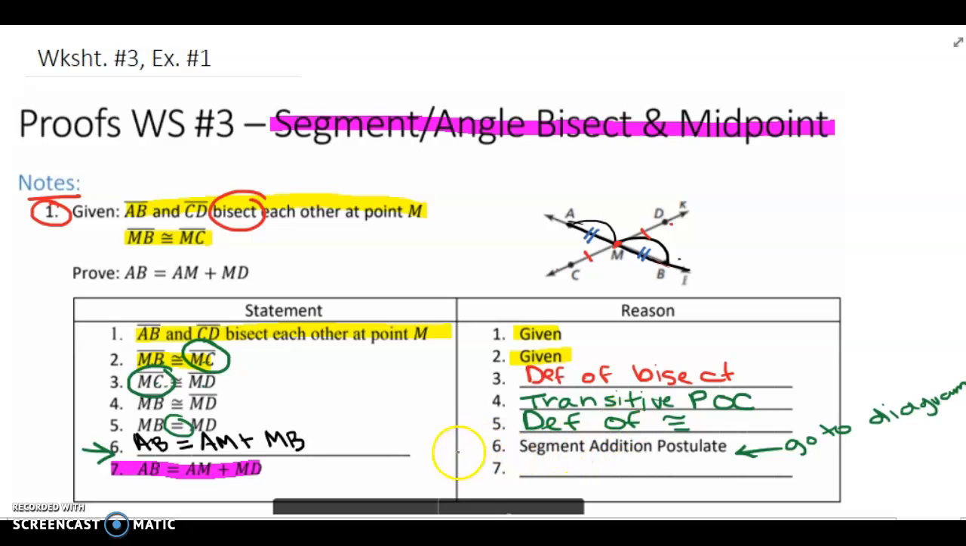Okay, now if I compare 6 and 7, notice that they're the exact same, except this is an MB and this is an MD. Well, how can I just put an MD in for MB? Guys, they're the same. Okay, so I can substitute MD in for MB, which is what I did here. So I can say substitution property of equality. And I put line number 5 in for line number 6. Okay, I put what's in 5 in for 6.